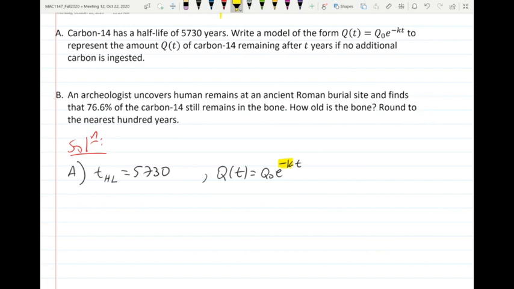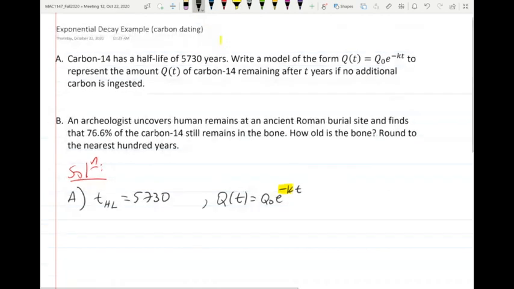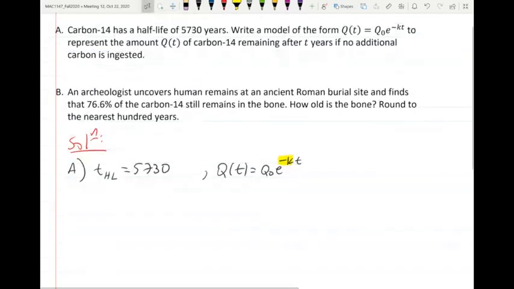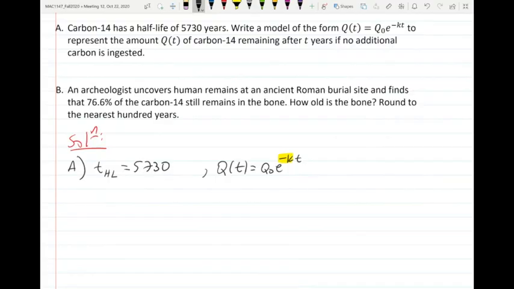I don't like memorizing formulas. Sometimes you have to memorize, but you should keep your memorization to the minimum. Because when you memorize something, that means you can forget it. When you understand something, it's harder to forget. Understanding is a different story. Anyways, we want to figure this out, and all we are given is the half-life, 5730, and this is enough information to find k.